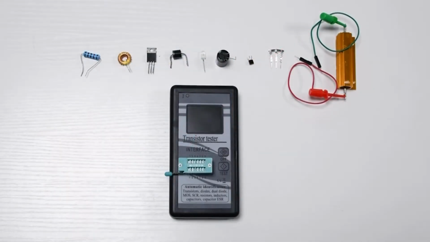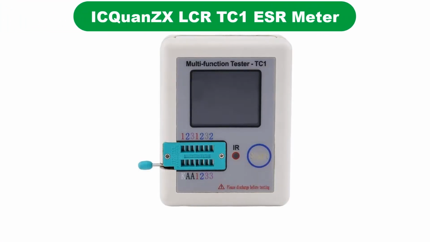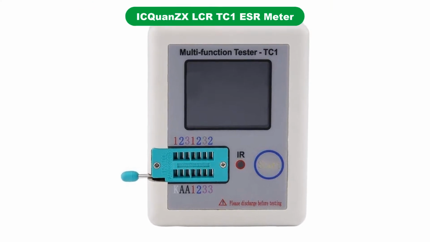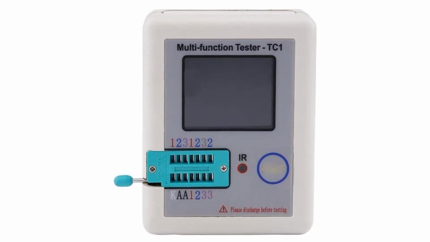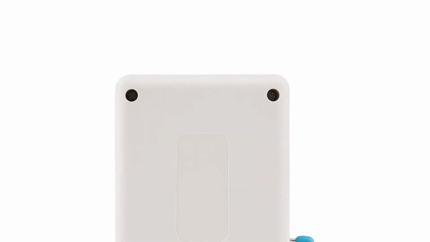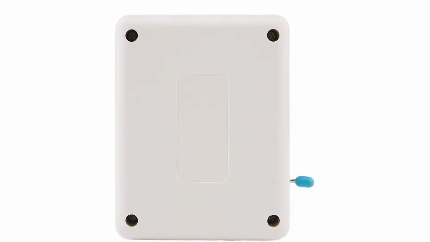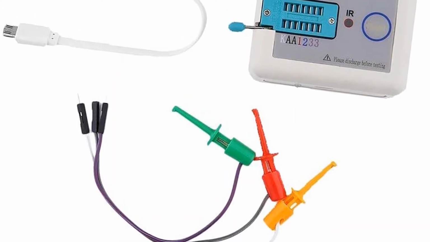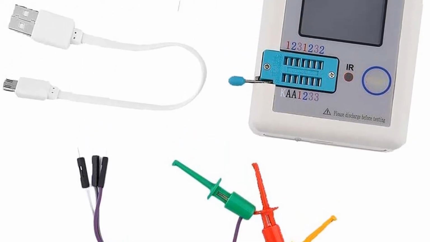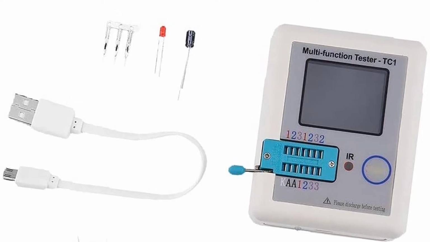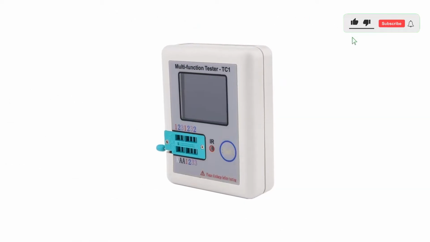options. Number 4. Our fourth best pick is ICQUANZX LCR TC1 ESR meter. Those of you who would want their ESR meter to last for as long as possible without paying a hefty premium for the same can simply go with ICQUANZX and its offerings, which are generally quite reliable and durable. ICQUANZX's LCR TC1 ESR meter happens to be the perfect option for long-term usage, especially when you consider its given price tag, which is fairly affordable.